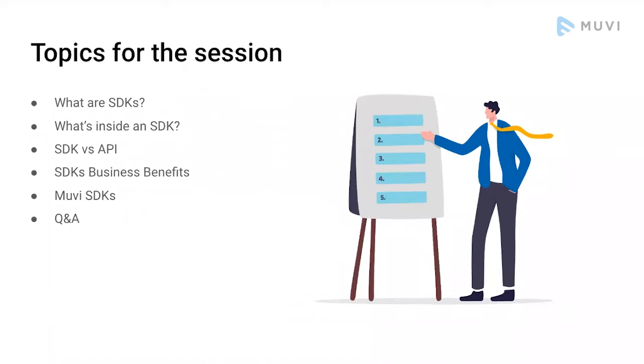Then obviously, from a business point of view, we have to see why to use an SDK. So we'll be looking at the business benefit that we can get out of SDKs. And at the end, I'll be showing you some of Muvi's SDKs that you can leverage to create your own OTT applications.